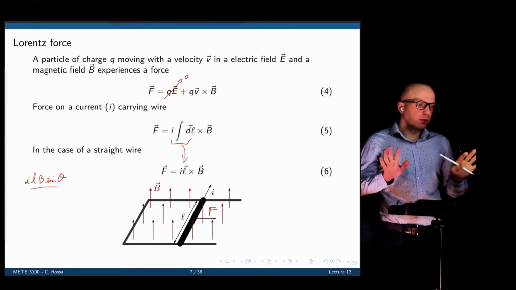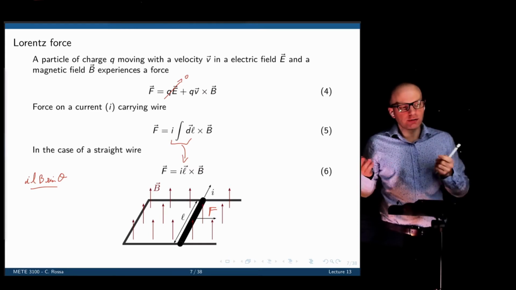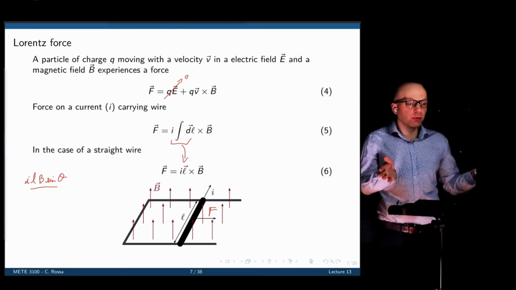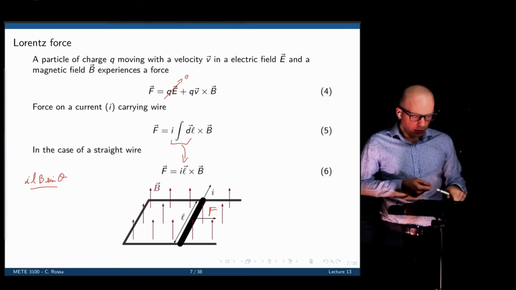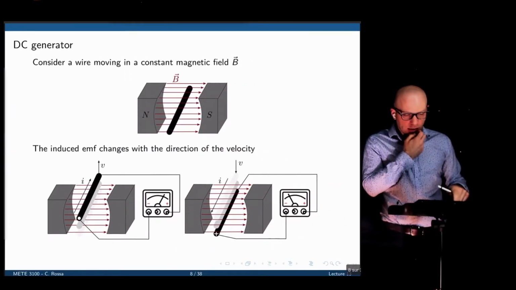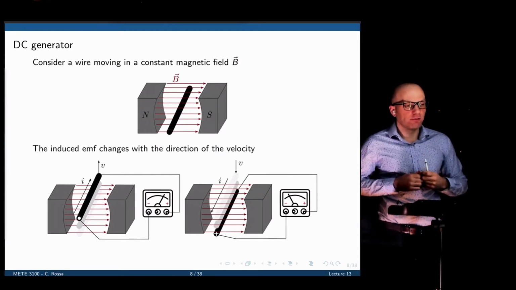Okay, so these are the two principles, and you see where I'm going with this. The first one will be used to explain how a generator works, and the second one will be used to explain how a motor works. Let's get into that. Let's start with a DC generator first.